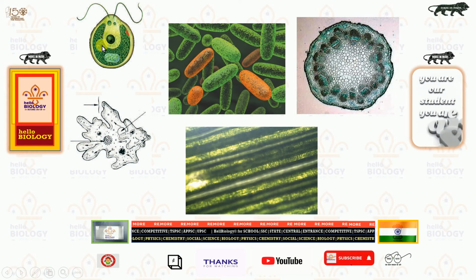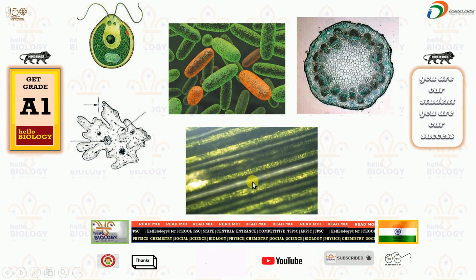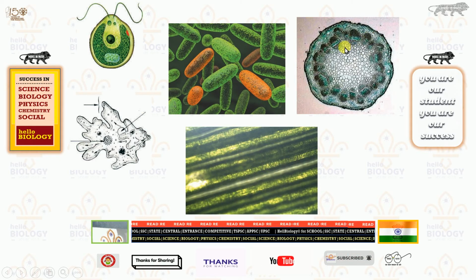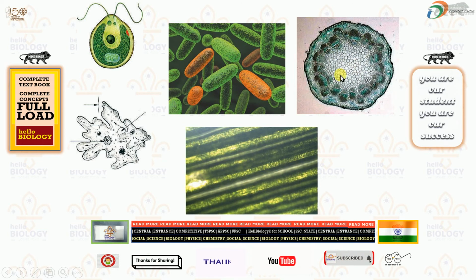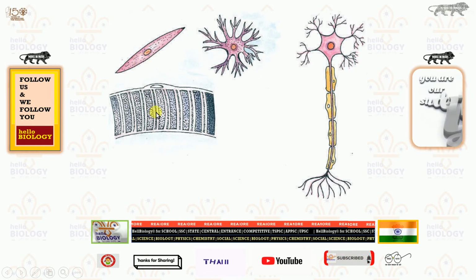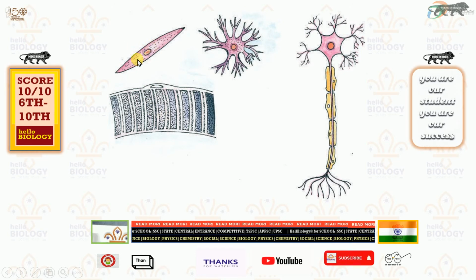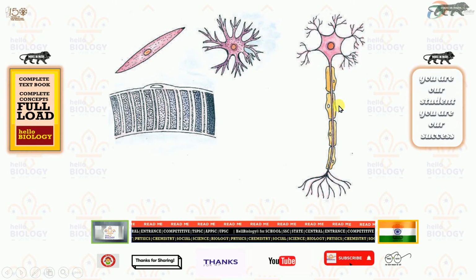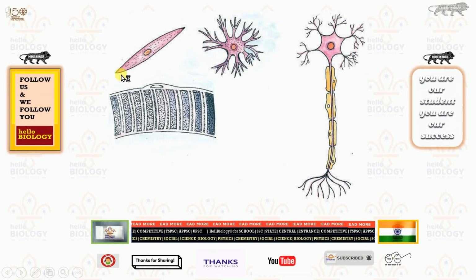And this is the chlamydomonas, and this one is known as the plant cell. Here it is indicating xylem and phloem. Then you have some more cells here: spindle cell called muscle cell, striped muscle cell, bone cell, and the nerve cell. So these you need to prepare for your exam.